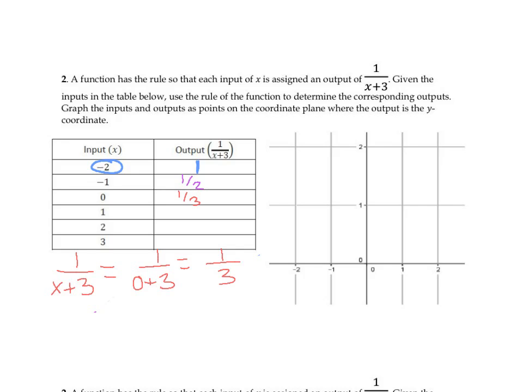So now we can write in our output, 1 over 3. Moving on to our next output, it gives us an input of 1. So again, we're going to use 1 over x plus 3. So 1 over 1 plus 3, because x is equal to 1, and we get 1 over 4. So our next output is 1 over 4.